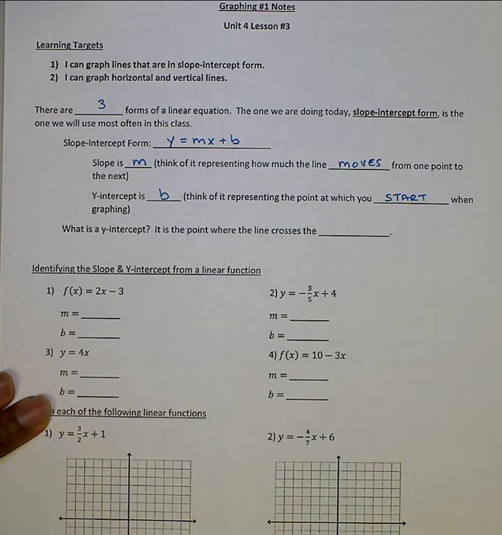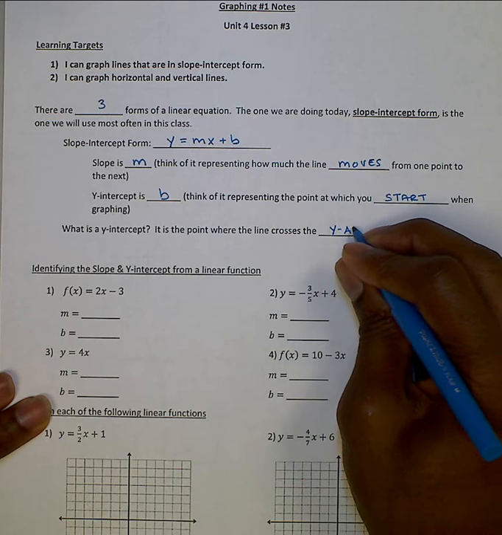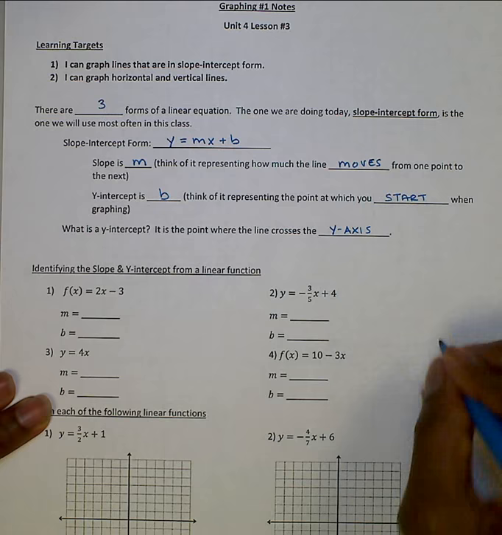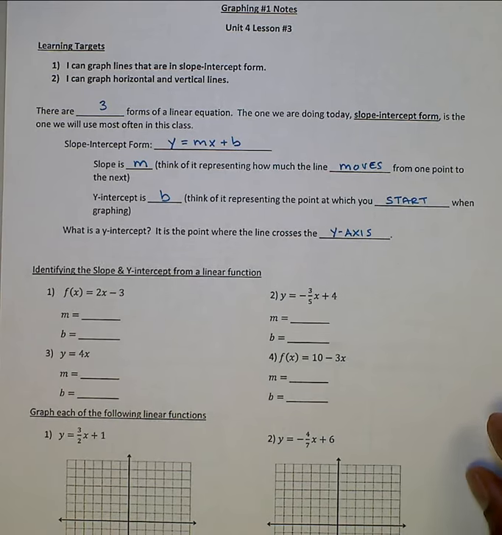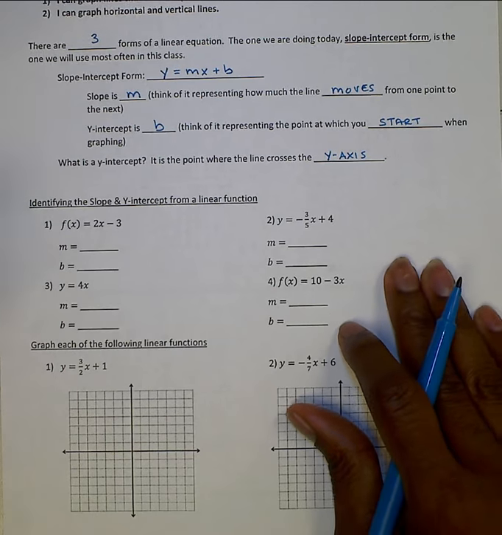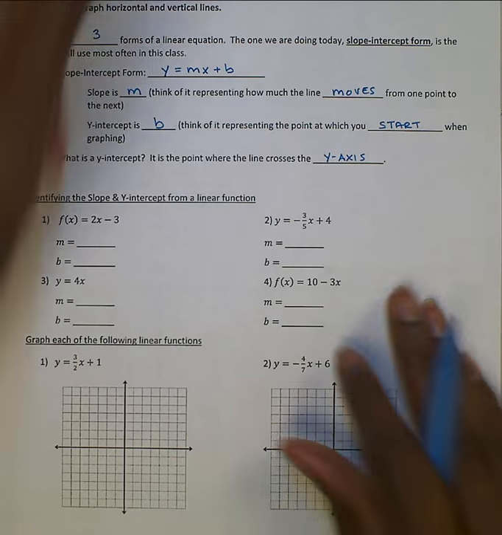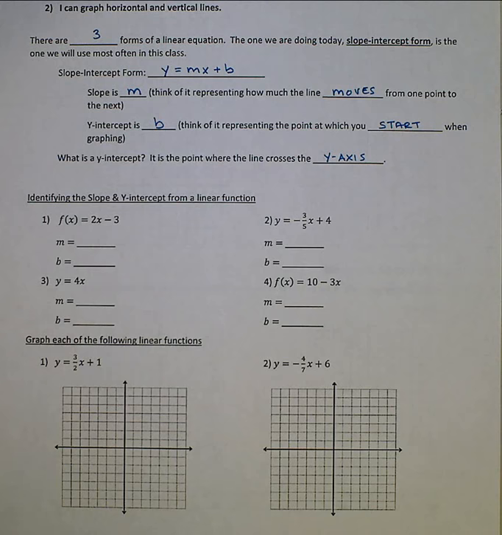Okay, what is a y-intercept? In general, remember that a y-intercept is the point where the line crosses the y-axis. The y-axis is the one going up and down. Alright, so given a few equations in slope-intercept form, or close to it, let's talk about finding the slope and y-intercept.